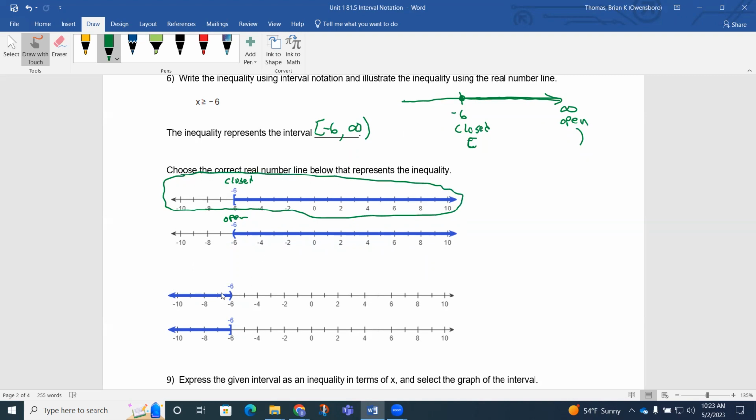Notice that these two are going the wrong direction. Greater than -6 is to the right of -6, so this would not be correct either. So this would be our correct graph, and this would be our interval notation from -6 to infinity. So that's where we start to use these infinities, is when we start to get into this interval notation.